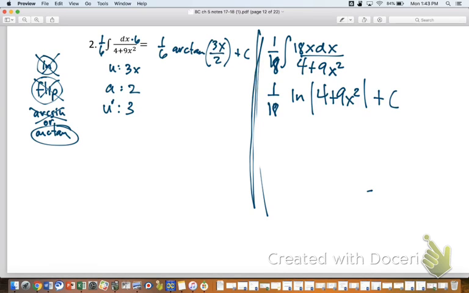Absolute value is a little redundant there. We don't have to have it because of the 4 plus 9x squared, regardless. So let's be honest. The only thing I changed is I threw an extra x in the numerator. That turned it from being an arctan over to an ln. So be very, very careful with these. They can be tricky if you're not paying attention to all the little details.